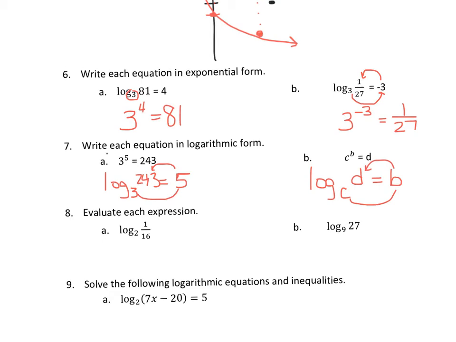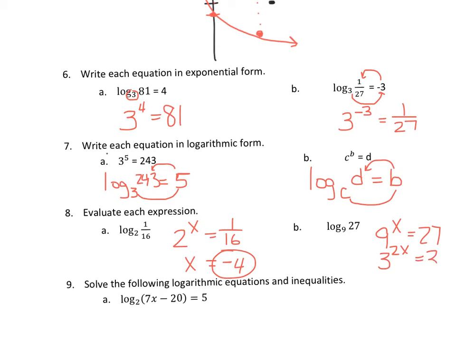Evaluating these expressions mentally, this is a base of 2. This means 2 to the what power is 1/16. And mentally, 2 to the 4th is 16, but since it's 1/16, it'd be -4. This would mean 9 to the what power is 27. To do this one, we would need to get the same base. I could write 9 as 3 squared, 27 is 3 cubed, and then the 2x must equal 3, so x would be 3/2.